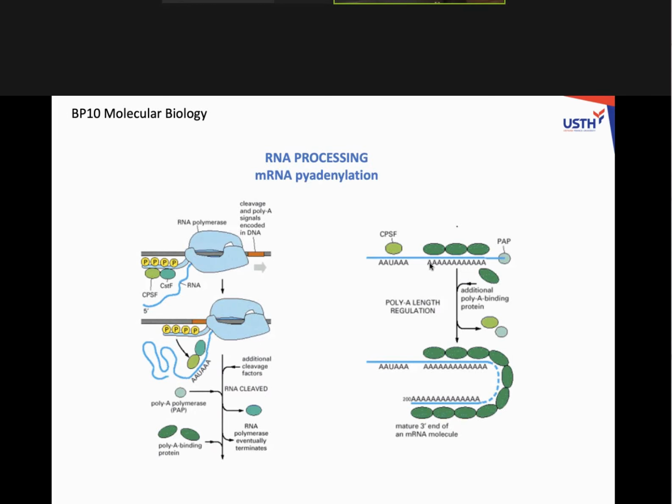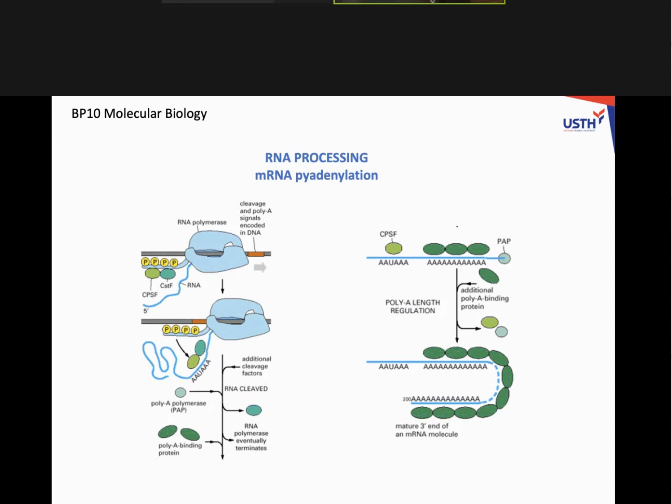One point on the poly-A tail: the size here, they show you 200. The size of the poly-A tail is very different from one messenger to another. And there is, but we won't talk about that in this lecture, but I think it's important that you have that in mind, the size of the poly-A tail is directly proportional to the half-life of the RNA in terms of number of translations.